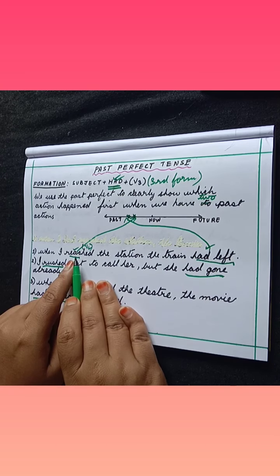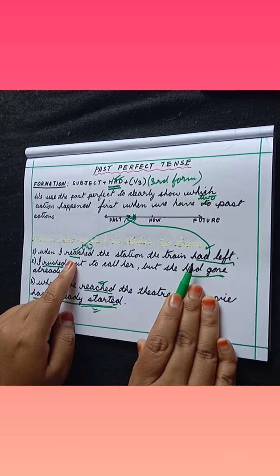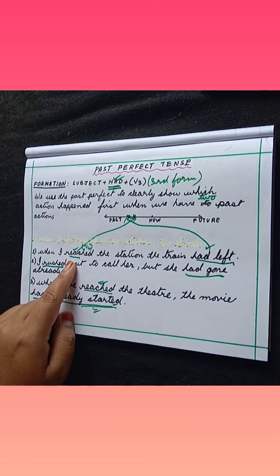Okay, always remember, when we have two past actions, we have to use the past perfect tense to denote which action happened first, which past action happened first.